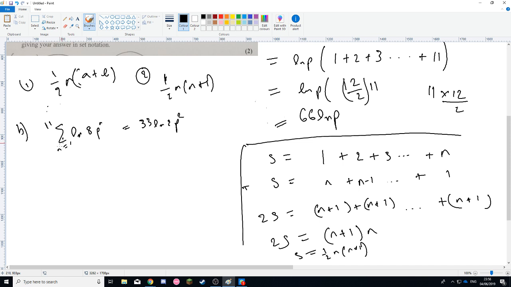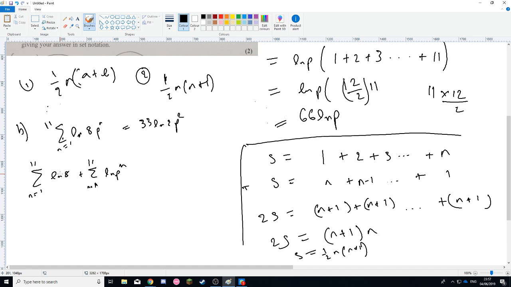Back to this. So now you can say that this is the sum of ln of 8 plus the sum of ln of p to the n. That's good. This is from the first part, so I already know how this works. n equals 1 to 11. Now ln of 8 is a constant. There is no n in this entire summation.